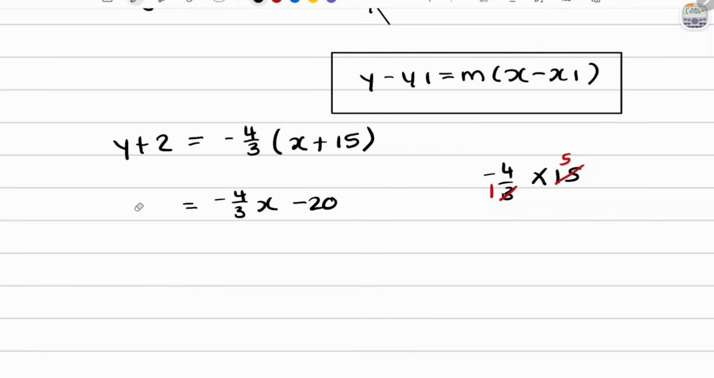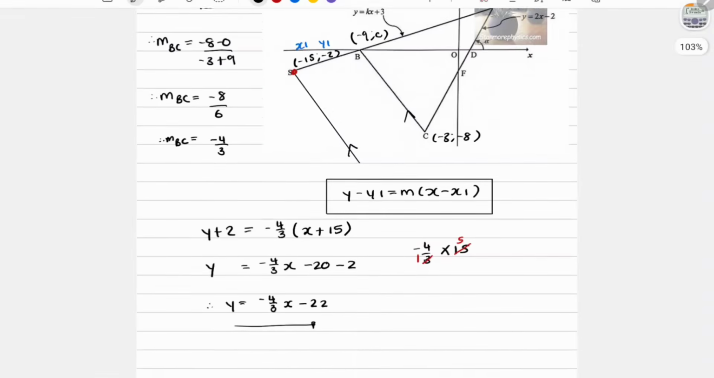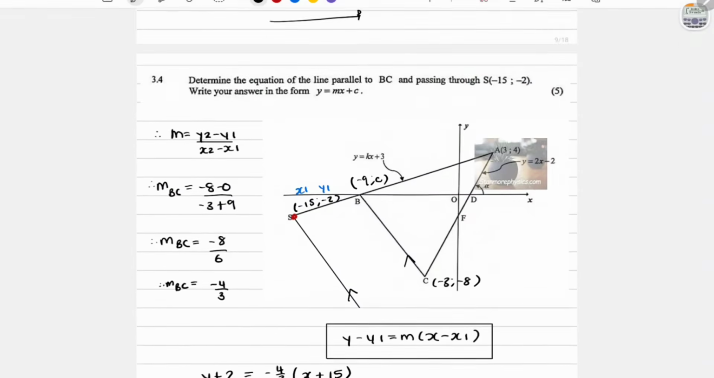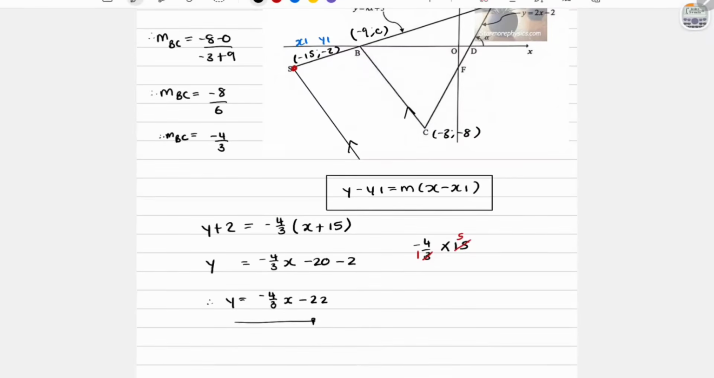Then, you see with the y plus 2, I'm going to leave the y here and take this positive 2 over, and it becomes a negative 2. So it means that y is really just equal to negative 4 over 3x minus 22 when you simplify. So that is the equation of the line parallel to BC that passes through S. Okay, moving on to the next question.